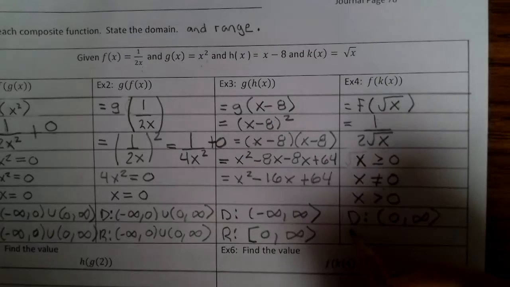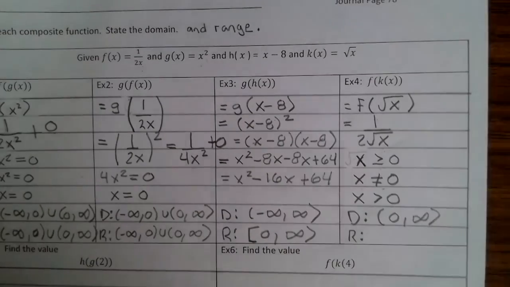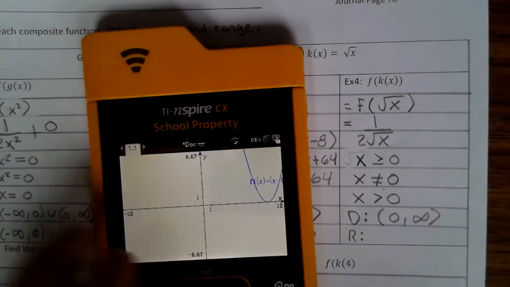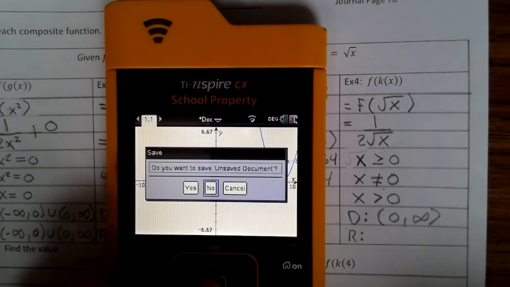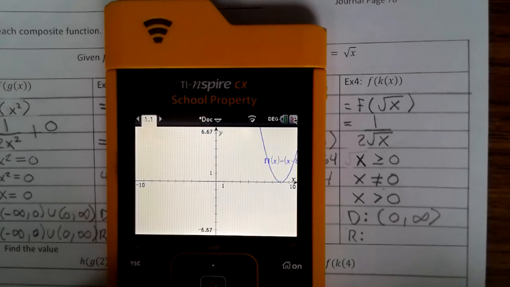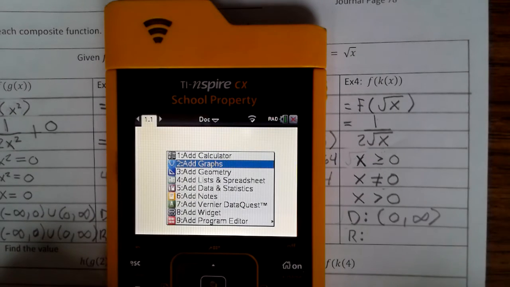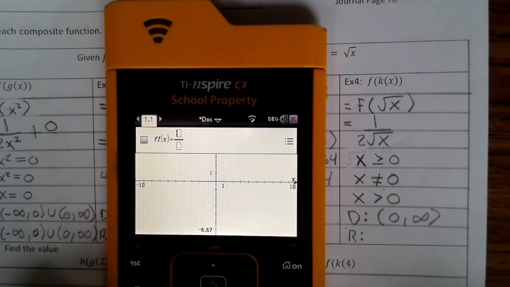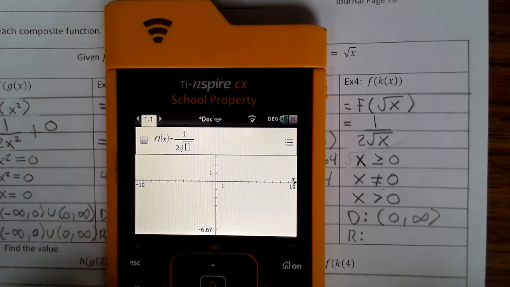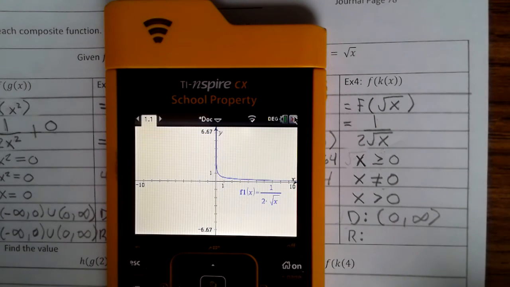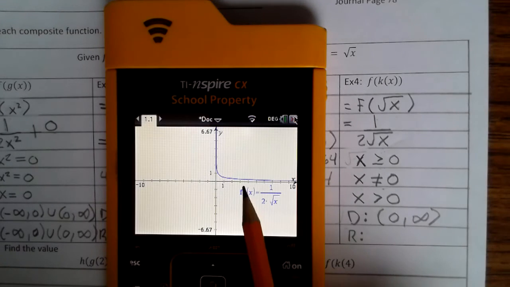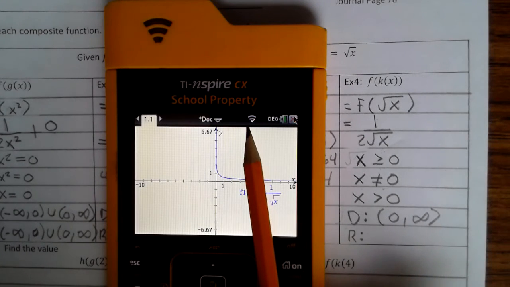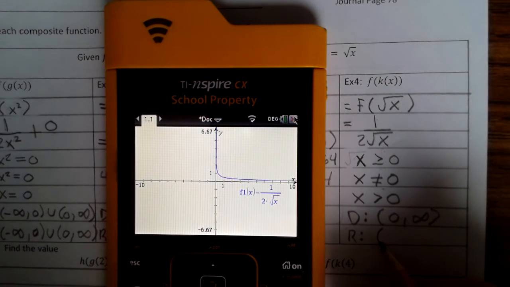So we're going to go to on, new document, add graph, control divide, 1 divided by 2, control square root of x. So here, you see that it never touches 0, and it's increasing to infinity. So the range would be parentheses 0 to infinity. All right, go and finish up example 4.